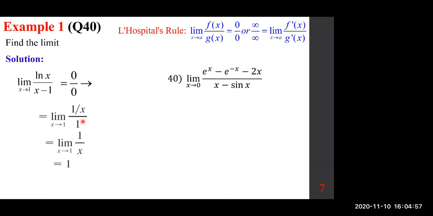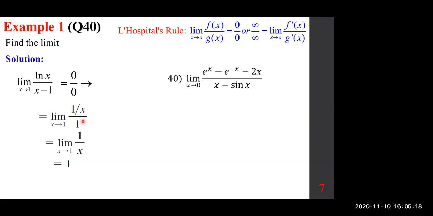I hope everybody understands what's happening. You have to plug in and come up with either 0 over 0 or infinity over infinity to justify using L'Hopital's rule, or you cannot do that. So I hope everybody's clear on that. So let's look at the next one and see what happens.